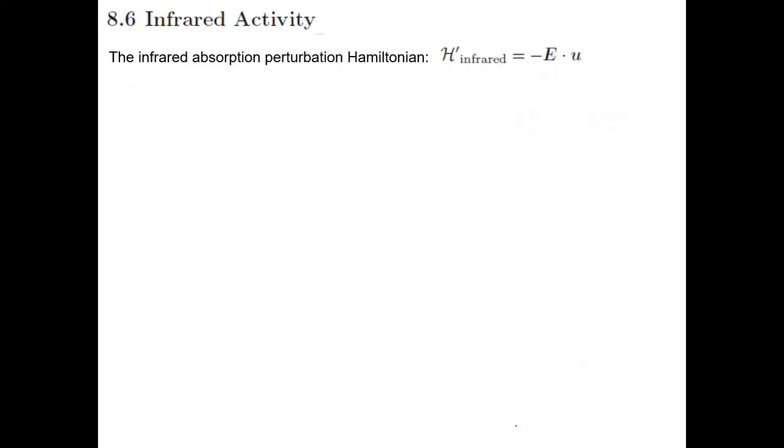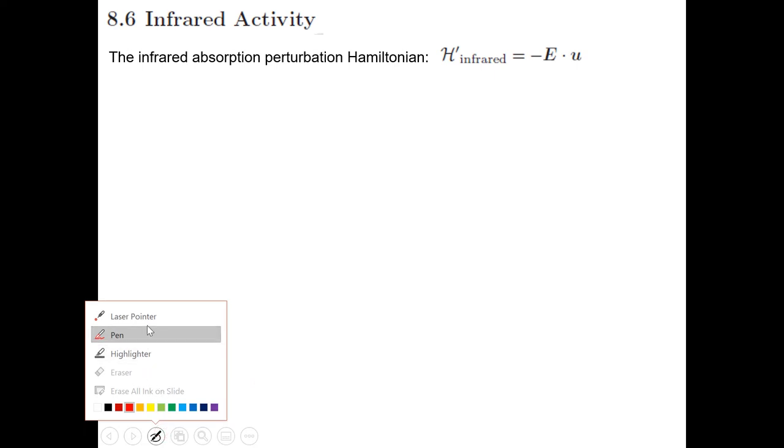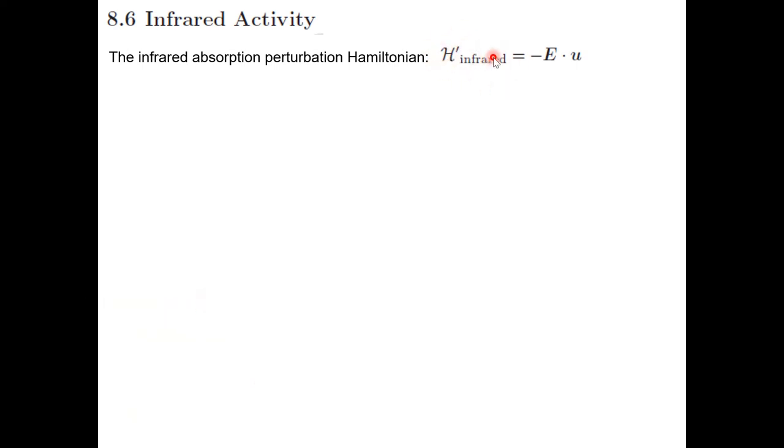Okay, so now let me discuss infrared activity. As I said before, we are interested in determining what the selection rules are for infrared absorption, and we are going to use the same concept of selection rules that we discussed, I guess, in chapter 6. The first step is to identify the perturbation Hamiltonian that describes infrared absorption. Once again, I'm not going to derive this specific form of the Hamiltonian. Just consider that I'm giving that to you.